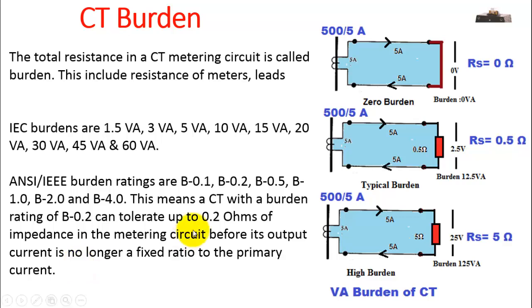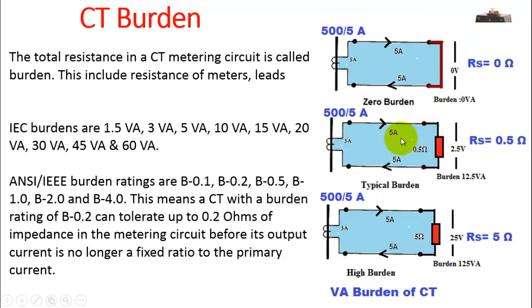So here you can see that if the output terminals of the secondary winding are shorted with each other, then there will be no resistance and all the current can flow easily in a circuit and there will be zero VA burden since there will be no voltage across here.